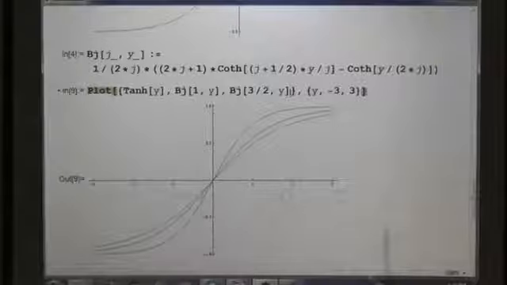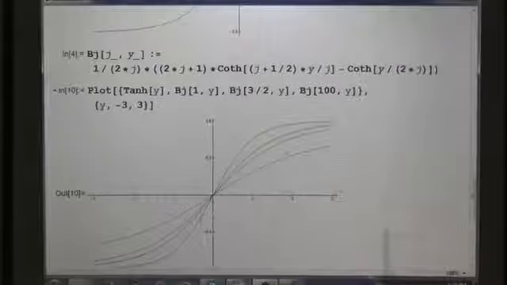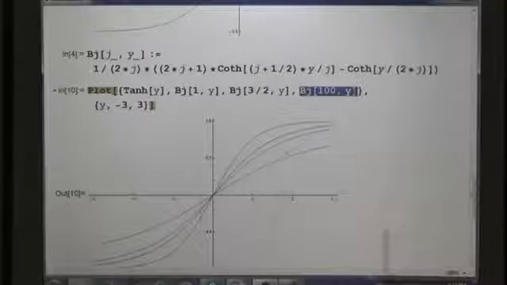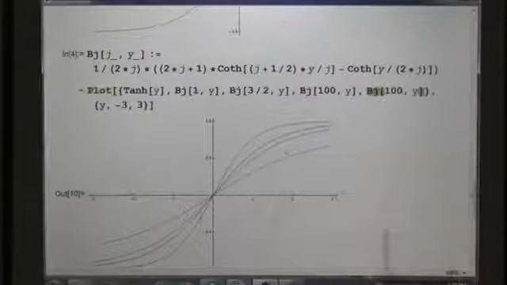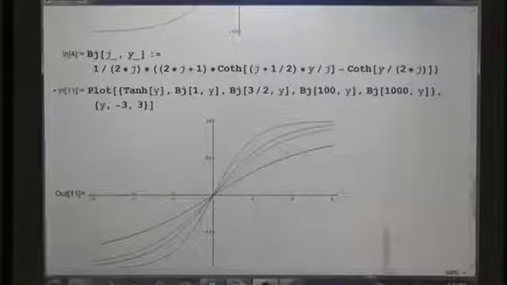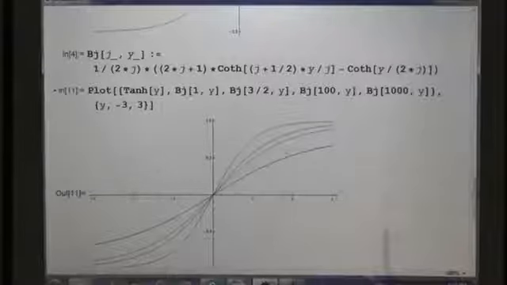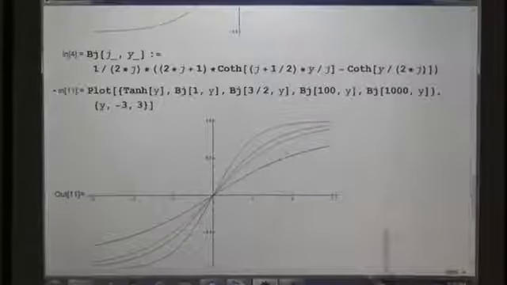If I increase j to a really large value, say 100, this is what I get. If I increase j to an even larger value, so I have a spin 1000 system, then all the lines will start collapsing onto one single line. So the J100 and the J1000 systems are collapsing onto the same line. These lines asymptote to a particular function, and that's the asymptotic value of the Brillouin function when j approaches infinity.